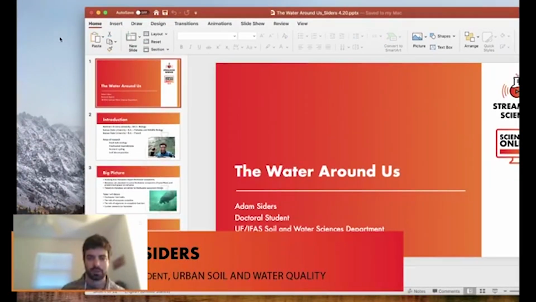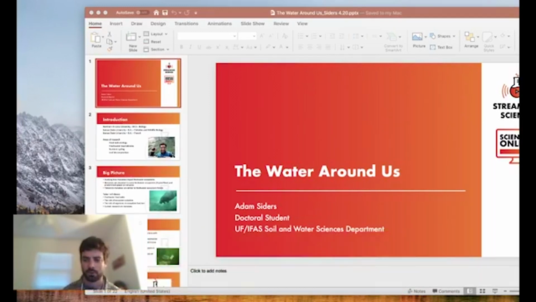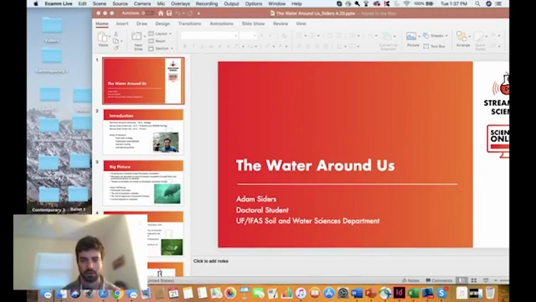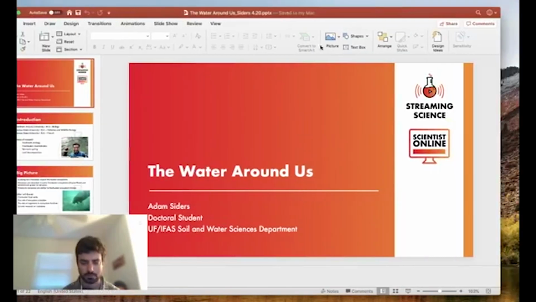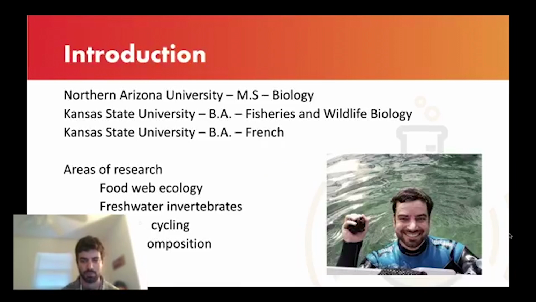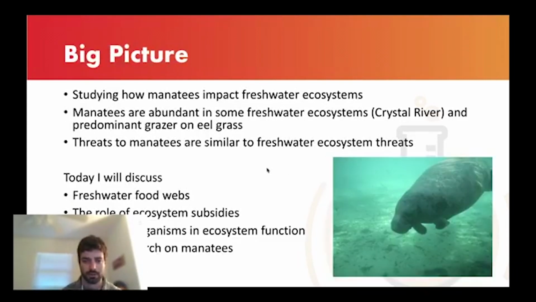Alrighty. So the big picture, we're studying how manatees impact freshwater ecosystems. Manatees are abundant in some freshwater ecosystems, mostly in the Crystal River and along the coast of Florida. And in some of these systems, they're the predominant grazers, grazing on eel grasses, which is a freshwater grass species. There's also marine grasses, but they feed predominantly on eel grasses when they're in these freshwater ecosystems, and eat marine grasses when they're out at sea.